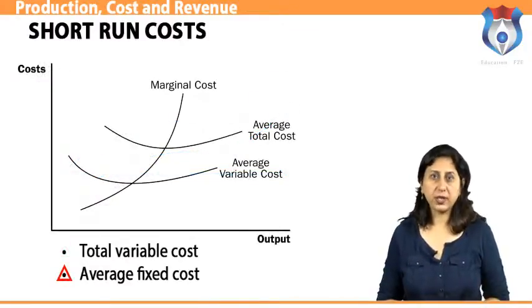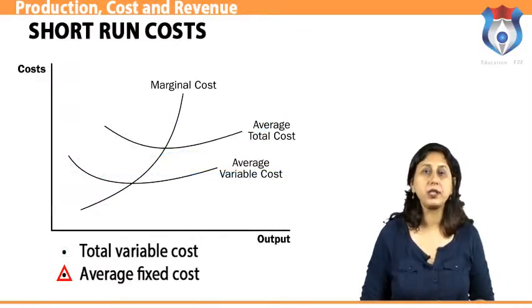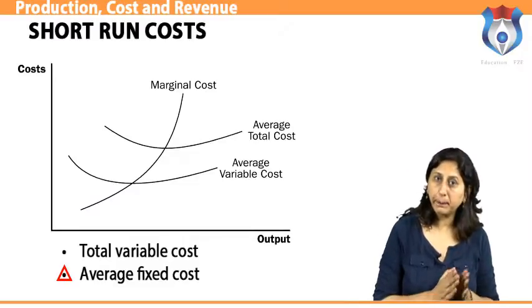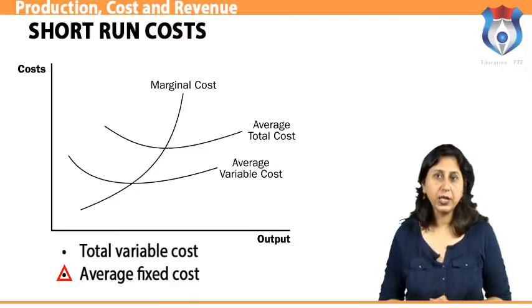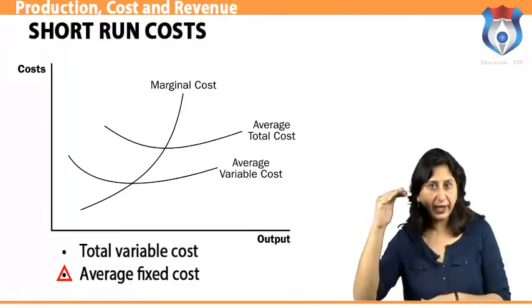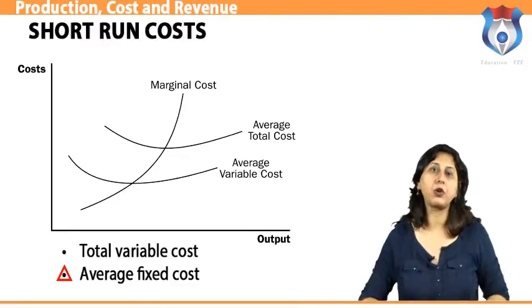Average fixed cost. Average fixed cost refers to fixed cost per unit of output. Average fixed cost is found out by dividing the total fixed cost by the corresponding output.